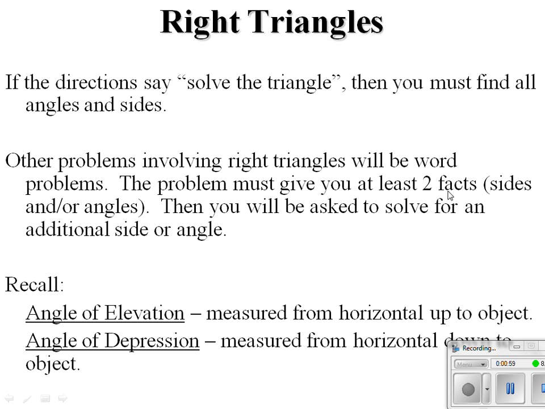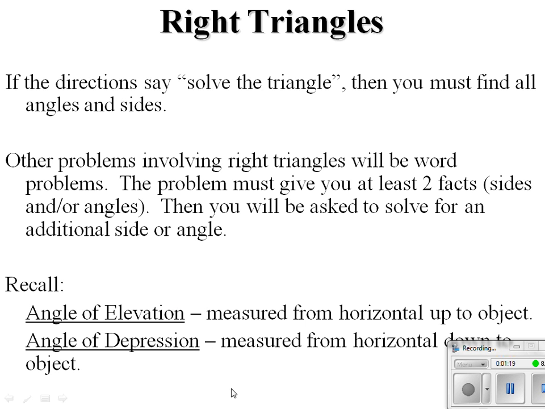The problem must give you at least two facts, sides and angles, and then you'll be asked to find the additional side or angle. So if they say solve the triangle, they want all the sides, all the angles, all 6 values. Or if it's in the midst of a word problem, then you just need to find whatever side it is that they ask you for.